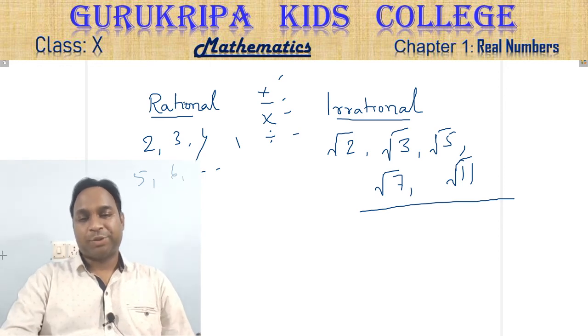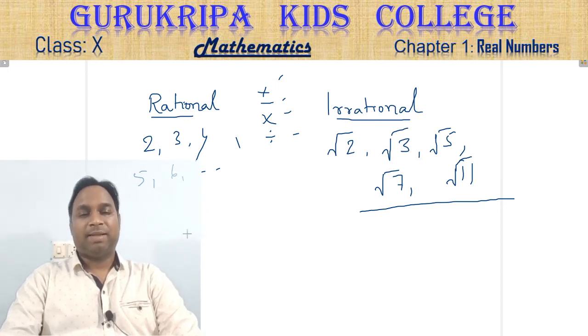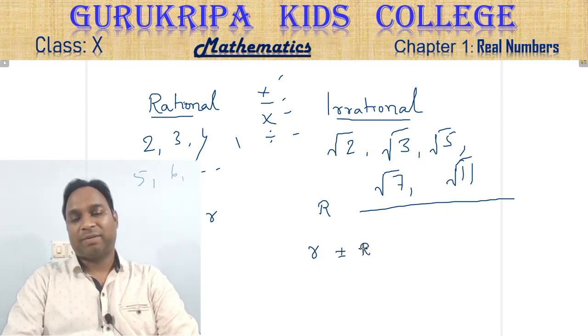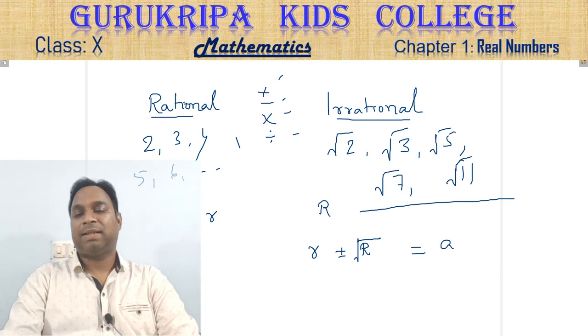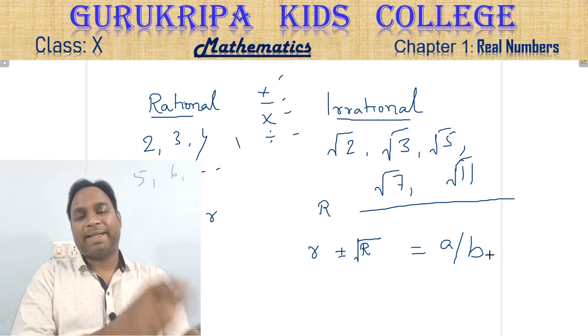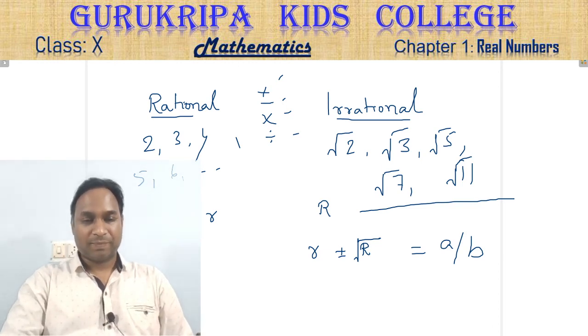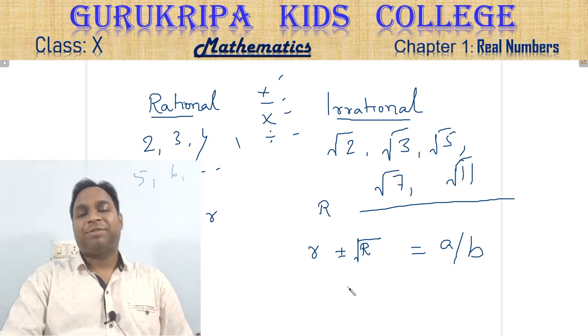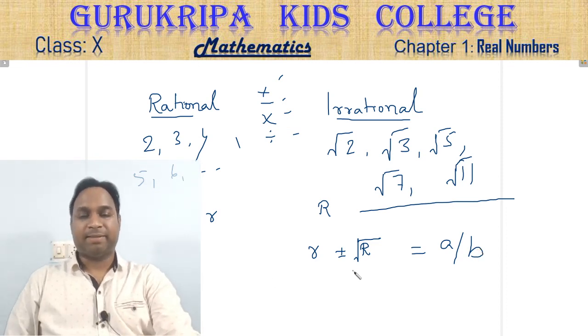How will you prove? Just assume that the result is rational. Let's say the rational number I take to be r, and the irrational number, square root of R. So r plus, minus, multiply, divide, whatever, square root of R. Assume this to be rational and take it to be equal to a divided by b, and get the irrational number, this square root R, on one side. Just this should remain on one side and the other numbers will go to the other side. After that, you will see one side is rational, one side is irrational.